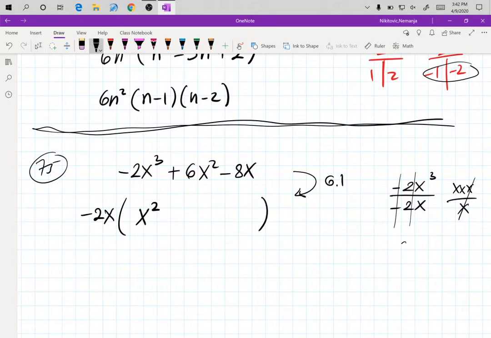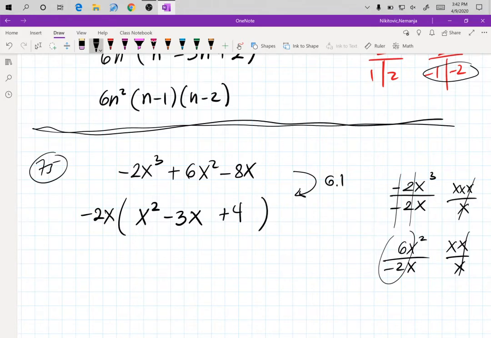Then you have your 6x squared divided by negative 2x. 6 divided by negative 2 is negative 3. And then you just have x, because these are 2 x's, that's a single x, they cancel, and you just have a single x. And finally, negative 8 divided by negative 2 is positive 4. X's get cancelled in this division. And now we transformed our problem to a trinomial with coefficient 1 over here. That's very important.